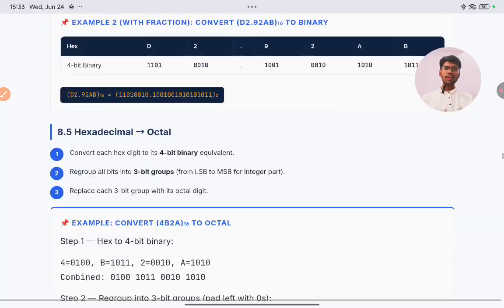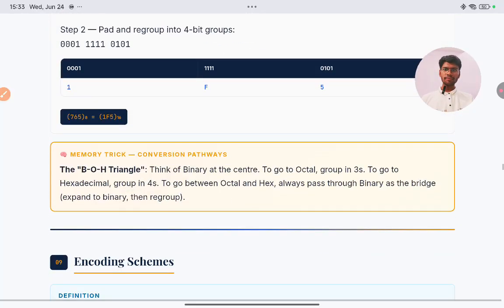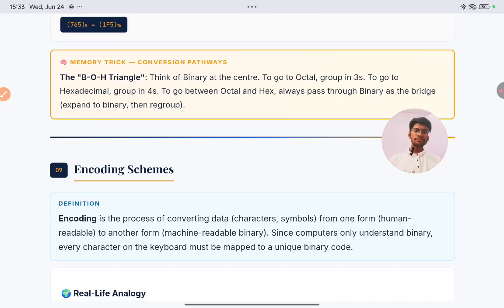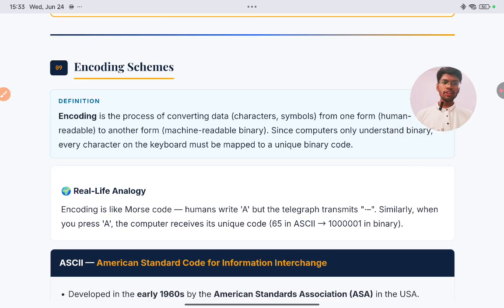So all the 12 types of conversions are completed here, and the memory trick is what? The BOS triangle, with binary as the center. Go to octal by grouping in threes, to hexadecimal by grouping in fours. To go between octal and hex, always pass through binary as a bridge between them. Expand the binary, then regroup it. That is the conversion pathways. Then we proceed ahead to the next part of this chapter.